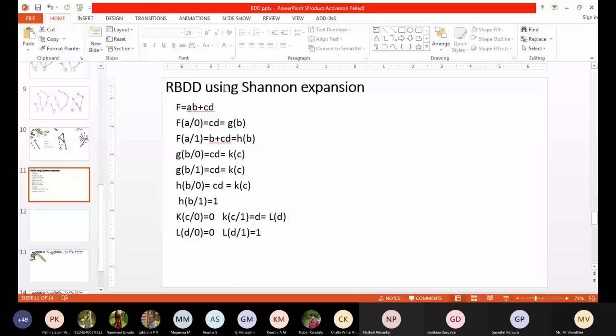Yes, ma'am. Okay. This is what we solved yesterday. The expression f is equal to ab plus cd. Now for this, whatever we have solved, we have to draw the diagram. We have to draw the binary decision diagram. So that I will show you now.